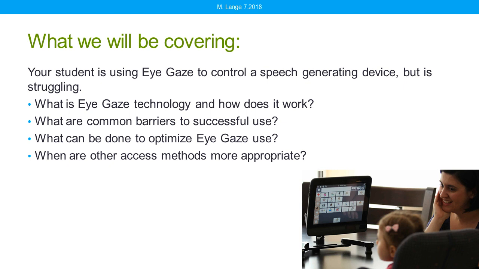So this is what we'll be covering in the next hour. Let's say that you are working with a student who's using eye gaze to control or access a speech generating device, but perhaps it's not going as well as you would like. We're going to cover exactly what eye gaze technology is and how it works. It's important to understand how this works, and it can be different from manufacturer to manufacturer. Each technology is unique, so that we can better problem solve it and optimize use for our clients. We want to talk about what are some of the common barriers that can get in the way of successful use for our clients, what we can do to optimize use of eye gaze, and how do we determine when we've tried everything and perhaps we need to explore a different access method.